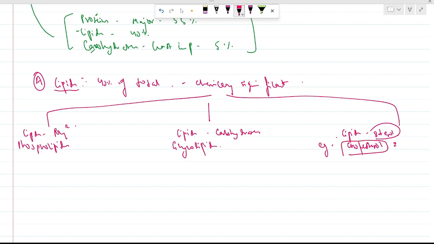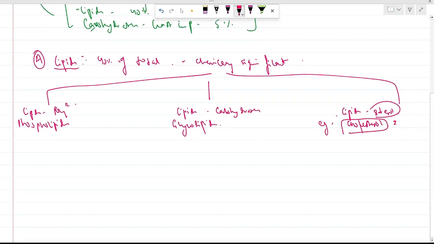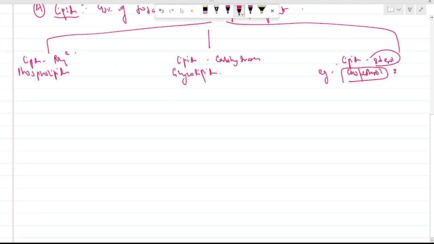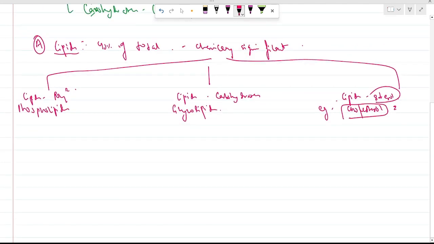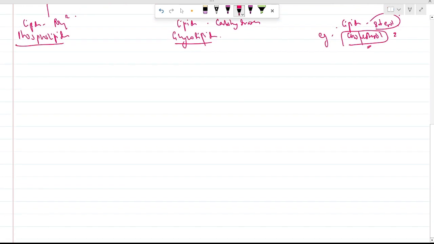Cholesterol is an important component. We need to remember its clinical significance. We are going to discuss it later. So there are three types of lipids in the cell membrane: the phospholipids, the glycolipids, and the sterol form of lipids, that is cholesterol. So first is the phospholipids.